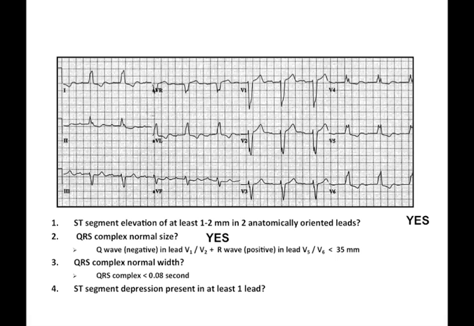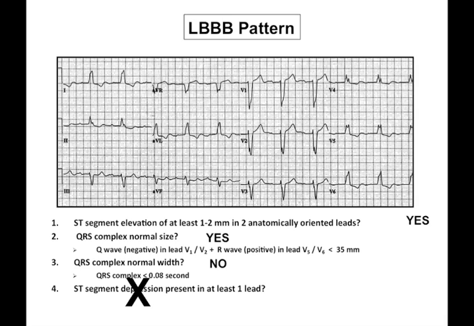We move on to question 3. Is the QRS complex normal width? Remember, we were looking for no more than 2 small boxes. Let's look at lead V2. This QRS complex is at least 3, if not more, small boxes in width. So it is abnormally wide, and we can't say yes to number 3. In fact, the answer is no. Because the answer is no, we cannot rule in STEMI in the prehospital setting. This 12-lead ECG demonstrates a left bundle branch block pattern.